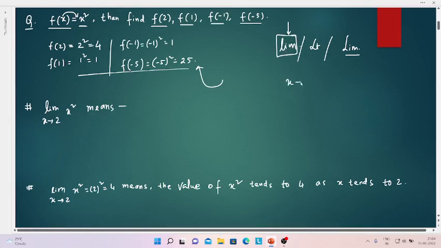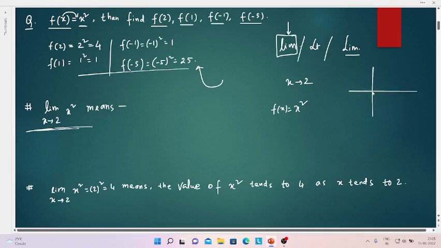And the second term is x tends to 2, right? And the third is the function, which is f(x), right? f(x) equals x square. So there are three terms given, and we have to understand each and every term sequentially, right? So what is limit actually? So basically limit is a kind of probabilistic thing.